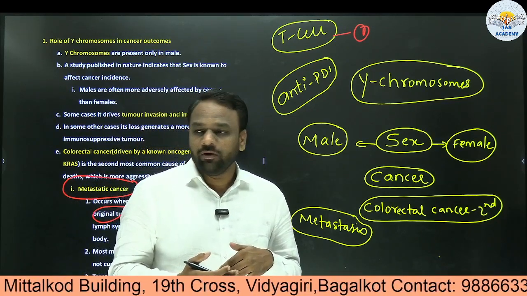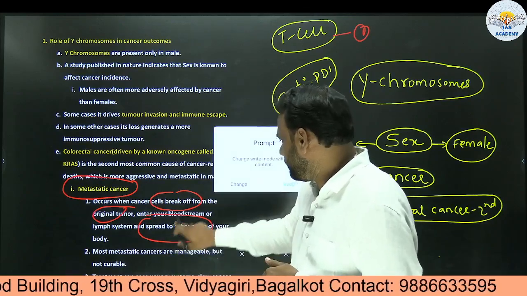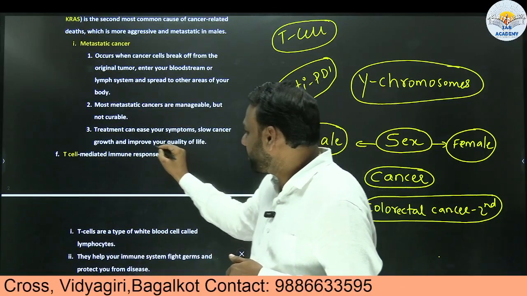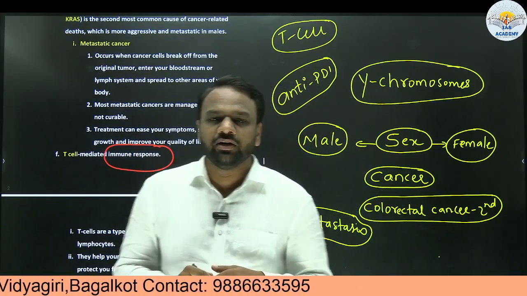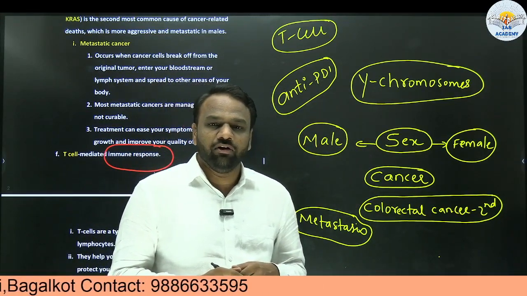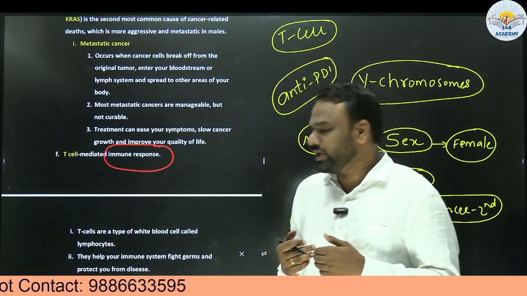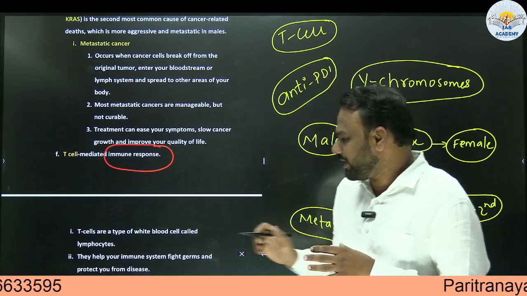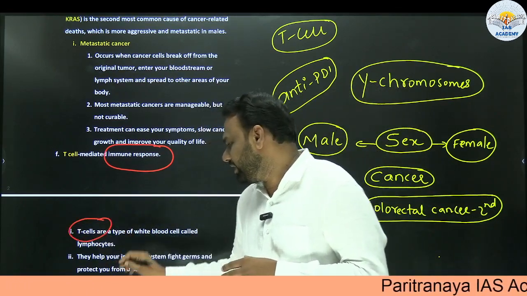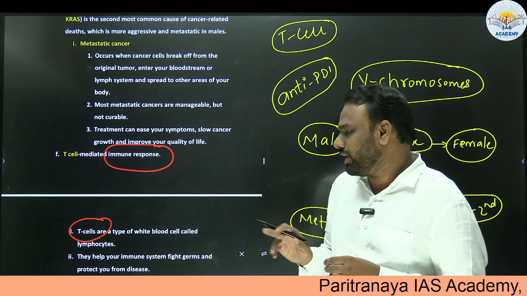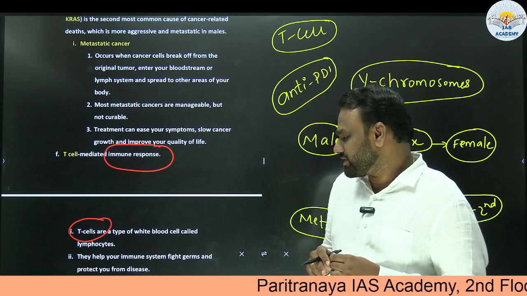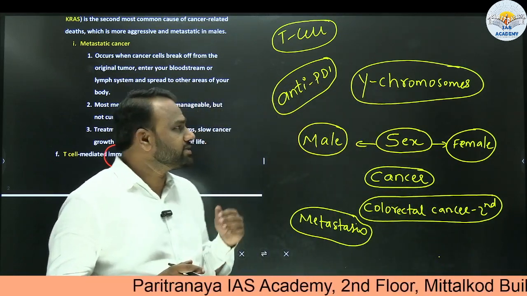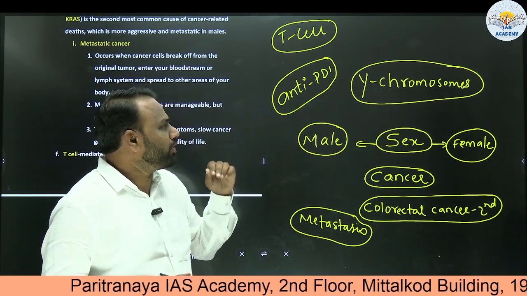They are involved in our immune response. What does this immune response mean? Whenever any kind of pathogens attack us, in order to fight those pathogens, we require certain cells, and the important role is played by T cells. T cells are a type of white blood cells, also called lymphocytes. They help your immune system fight germs and protect you from disease. So T cells help you protect against diseases. We need to know about all these things.